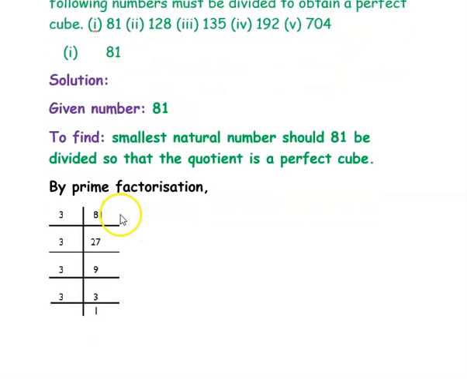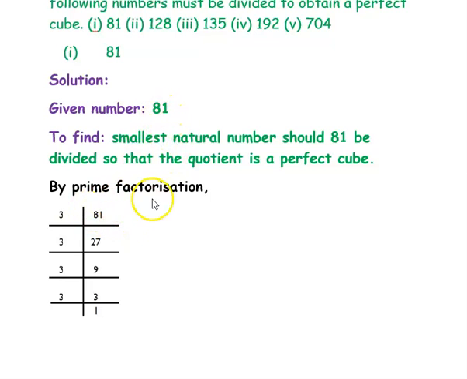Now we will see how to find the smallest number to be divided. First, we have to do prime factorization and find the prime factors of the given number. Then we check the smallest number that should be divided with the given number to make it a perfect cube. The first number is 81.